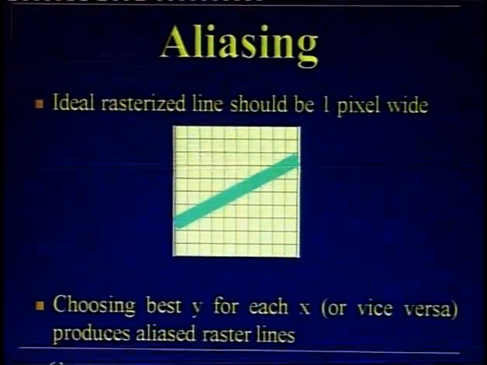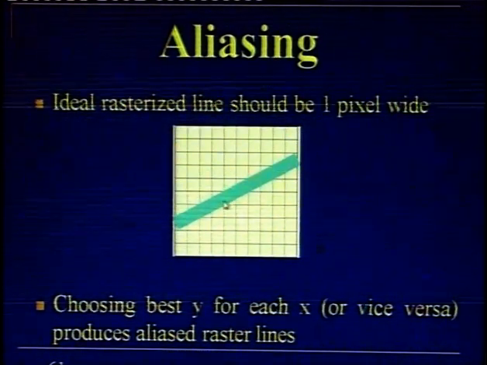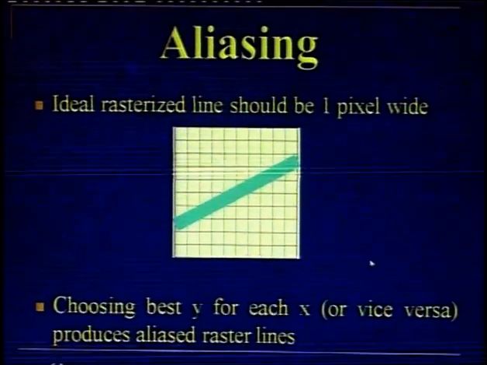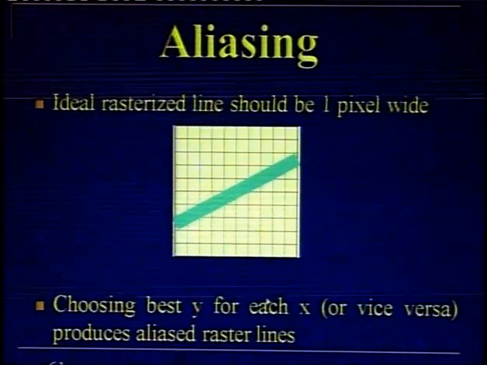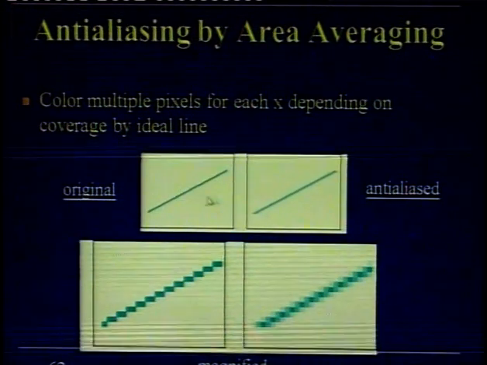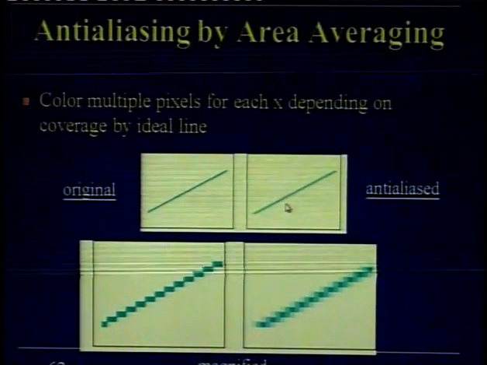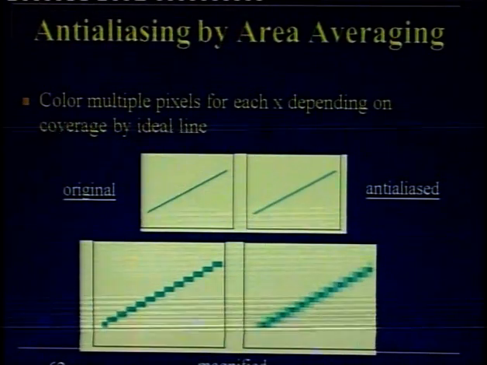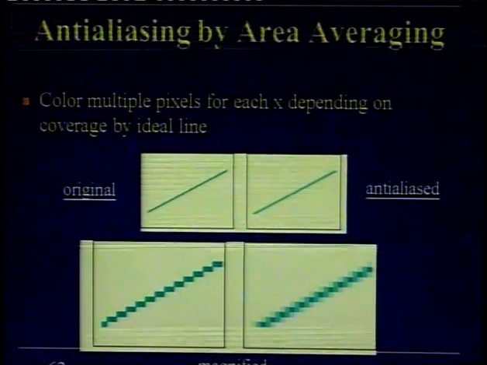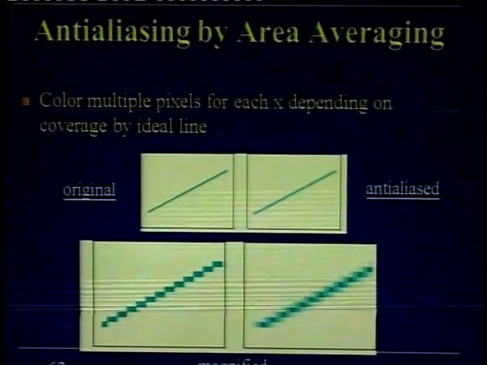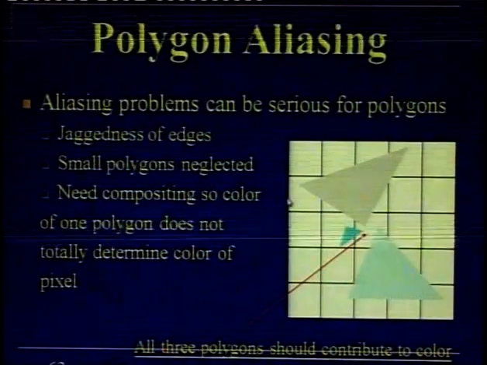The ideal rasterized line should be 1 pixel wide, that is our assumption, but choosing the best y value for each x value, or vice versa, the best x value for each y value, sometimes produces aliased raster lines like this. This is the original line we have drawn, and this is the anti-aliased one. This is the aliasing effect. There is one solution called anti-aliasing. There are various methods: supersampling, post-filtering, pre-filtering, and many more. We can use multiple pixels for each x depending on the coverage by the ideal line.